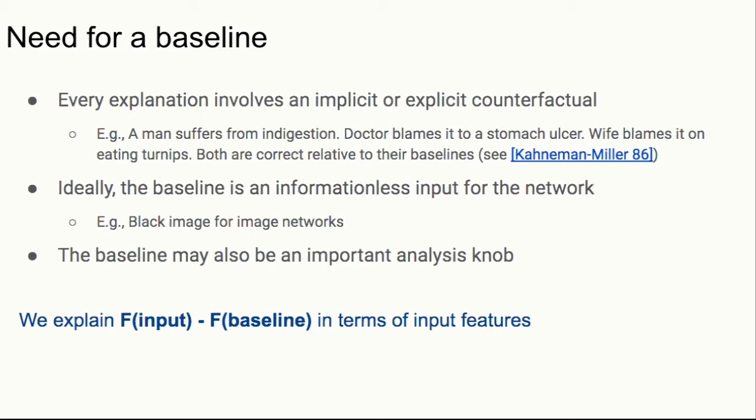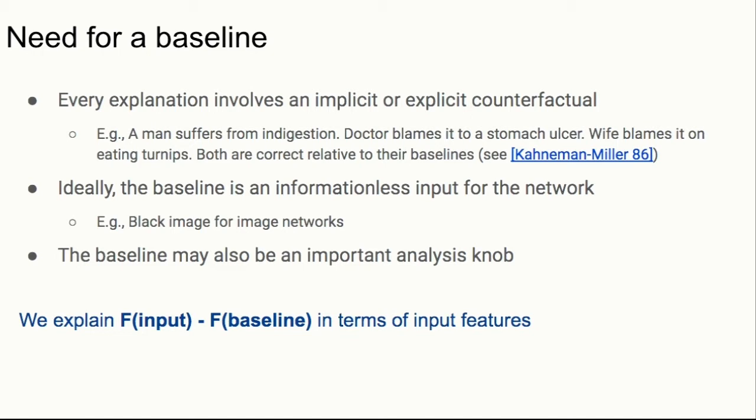Now, there is some very old theory in psychology, this famous paper by Kahneman and Miller on the importance of baselines. Anytime we humans are explaining something, there is always an implicit baseline. He has this very good example: a man suffers from indigestion. The doctor blames it on a stomach ulcer because the doctor's baseline is that people who don't have a stomach ulcer don't complain. The man's wife blames it on eating turnips because she says that the days he doesn't eat turnips, he doesn't complain of indigestion. Both these explanations are valid, except that they're relative to different baselines. So this baseline will play an important part in our attribution technique. And it's also a good analysis knob. Depending on what baseline you choose, you can get a different explanation out.